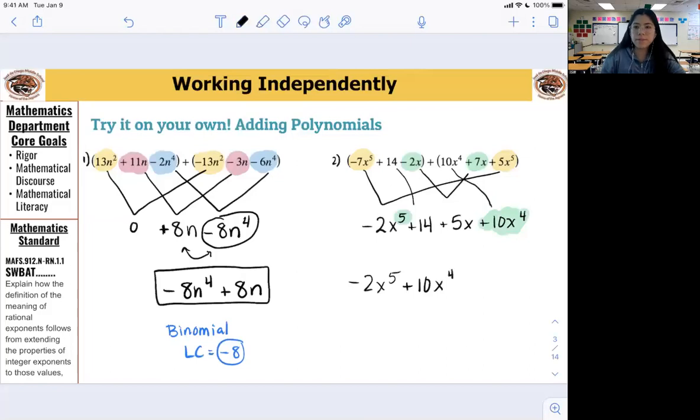What comes after that? Plus 5x. Plus 5x. Because again, there's a plus sign in front of it. You always want to look in front. And then finally, my 14.